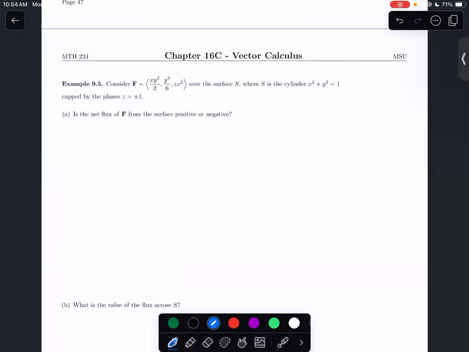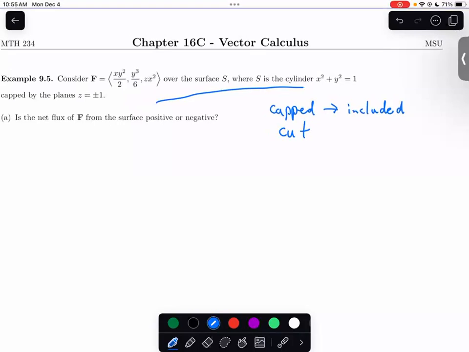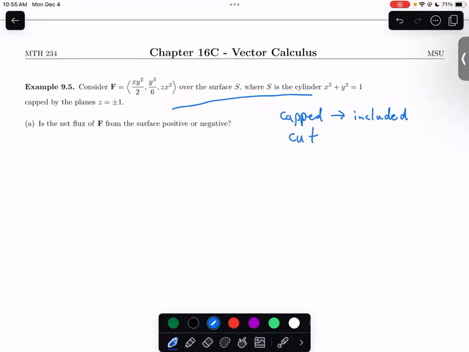And so I wanted to bring this up as some important terminology: the difference between capped versus cut. So when it says capped by these planes, these planes are included in our surface. In our case, we have a cylinder, and it's capped by these planes. So these planes are included in our surface. They are part of S.